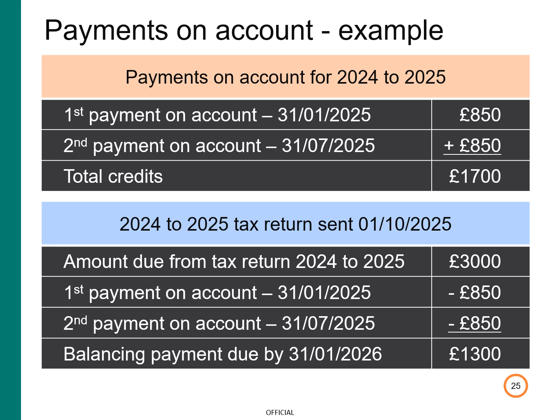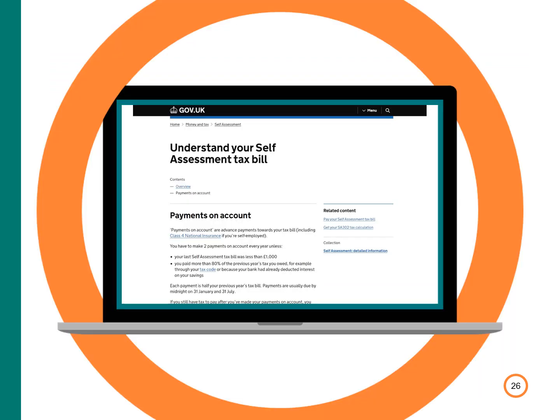When the return for 2024 to 2025 is sent after the 6th of April, it can take up to 72 hours to show on the system and will show as due for payment the 31st of January 2026. Around 45 days before the payment is becoming due, the payments on account are then taken off the amount owed from the 2024 to 2025 tax return. You can find out more about payments on account on gov.uk.